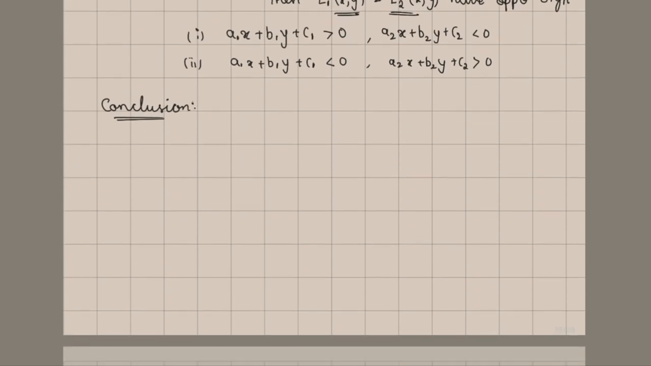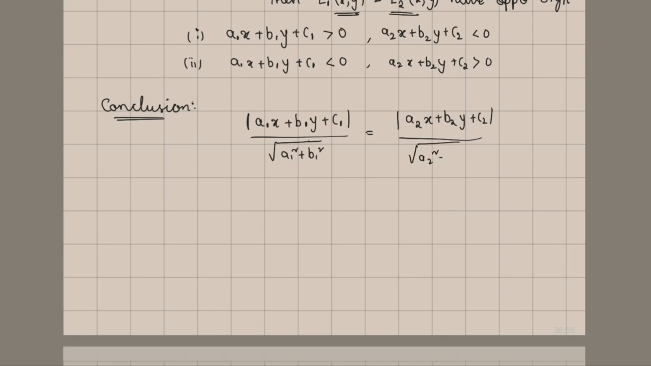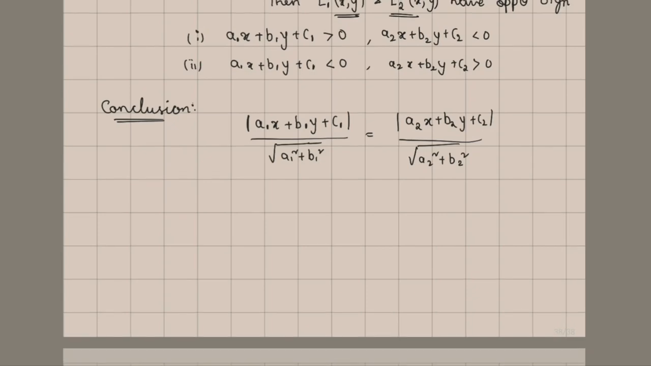we know that the equation of the bisectors is nothing but modulus of a1x plus b1y plus c1, which is line L1, divided by root over a1 square plus b1 square, equals modulus of a2x plus b2y plus c2 divided by root over a2 square plus b2 square. We know that the bisectors equation is this.